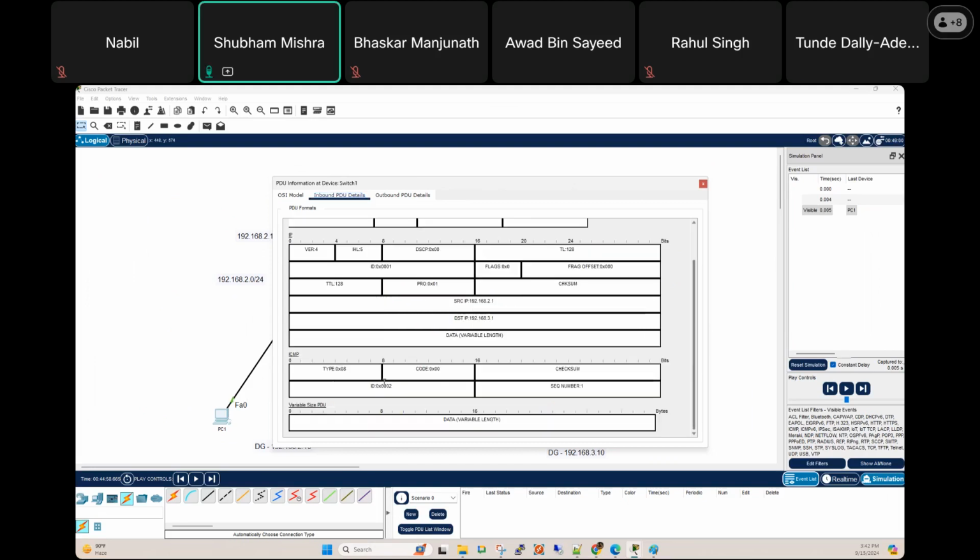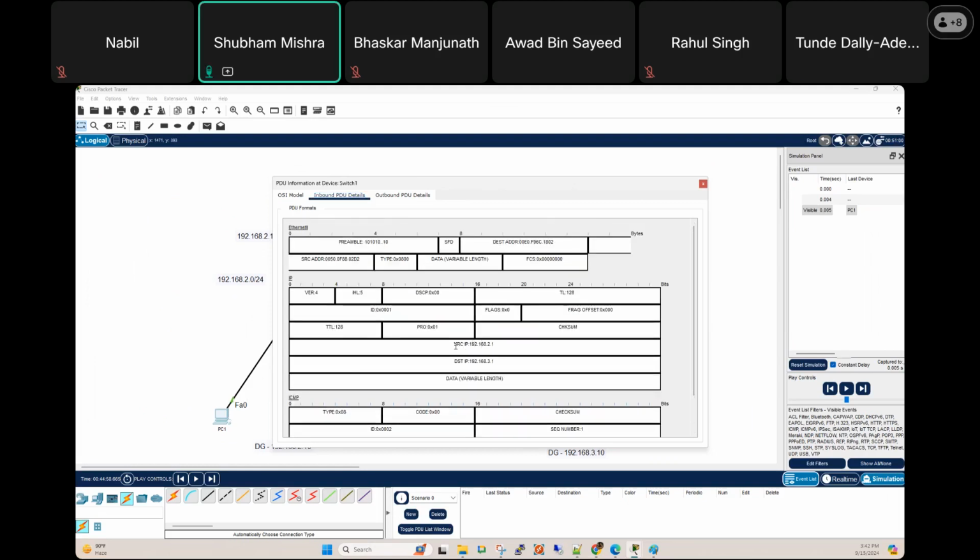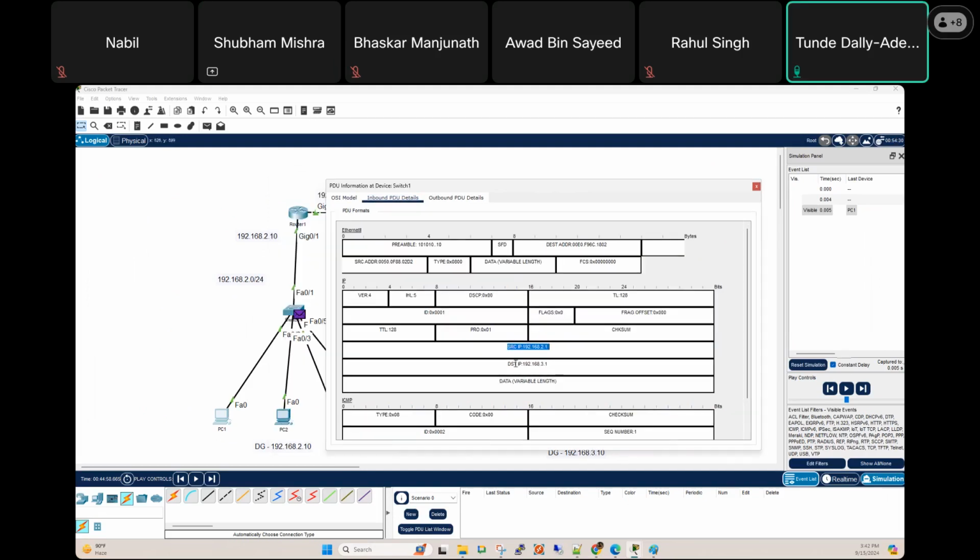See the packet. This is the ICMP packet. After this, there is an IP. In IP, the source IP address is 2.1, which means this is PC number 1. The destination is 3.1. Now check at layer number 2. The source MAC is 02D2, the MAC address of this PC. And the destination MAC address is the default gateway MAC address.